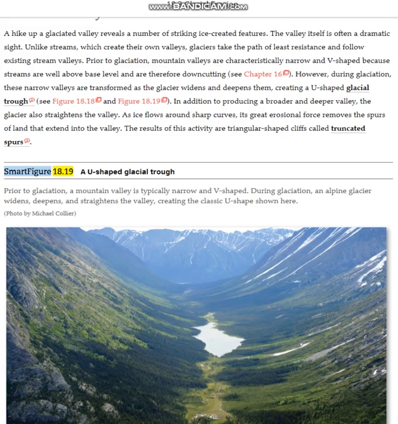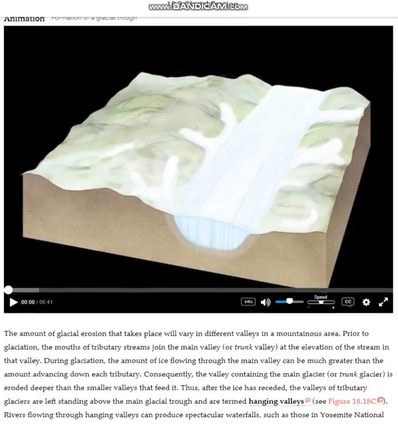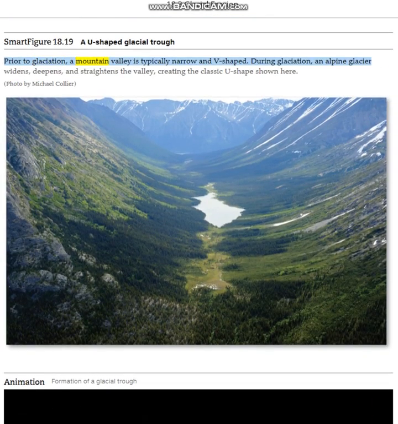Smart Figure 18.19: A U-shaped glacial trough. Prior to glaciation, a mountain valley is typically narrow and V-shaped. During glaciation, an alpine glacier widens, deepens, and straightens the valley, creating the classic U-shape shown here.